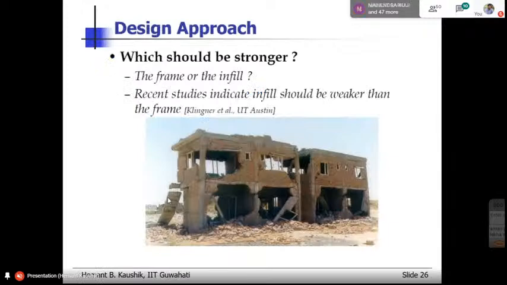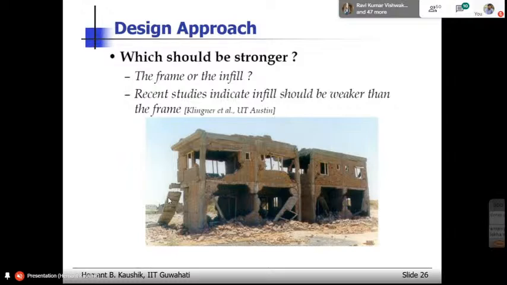Now the question is, which of these two should be stronger? The frame should be stronger or the infill should be stronger? So we have seen, there are thousands of tests carried out considering different strength of infill, different types of infill, but this question will always be there. But then past earthquakes suggest that if the infill is very strong, and even if you design the RC frame nicely, still the stronger infill will inflict damage to the columns, like we have seen in the previous test results also.